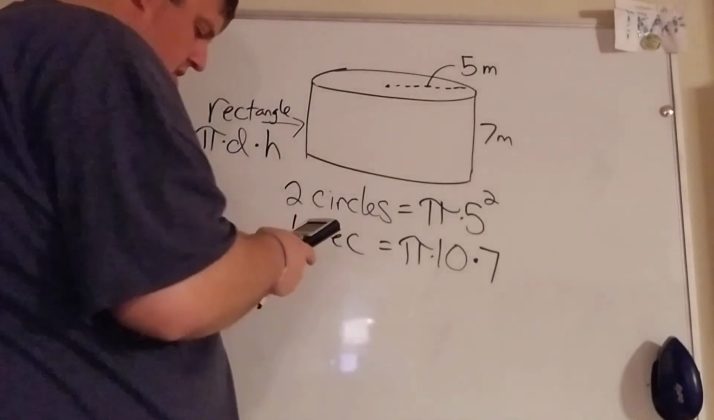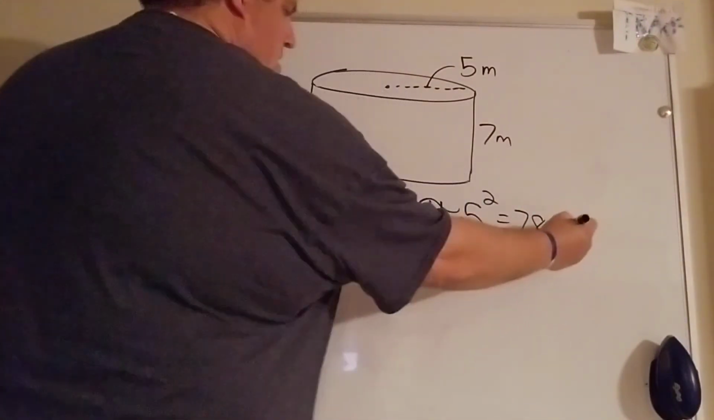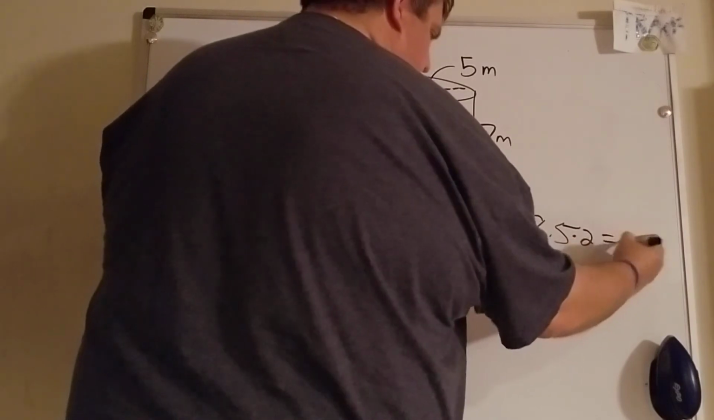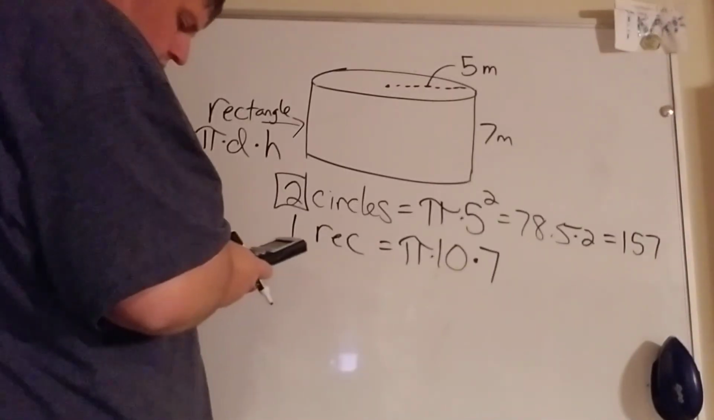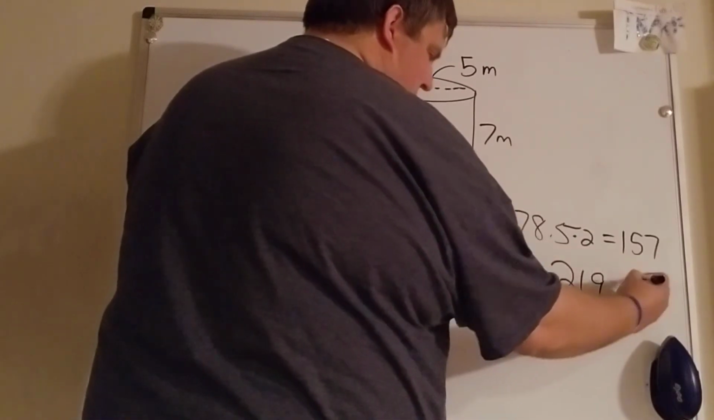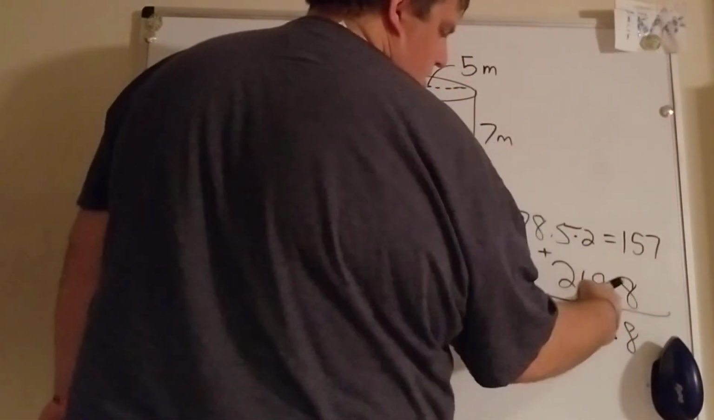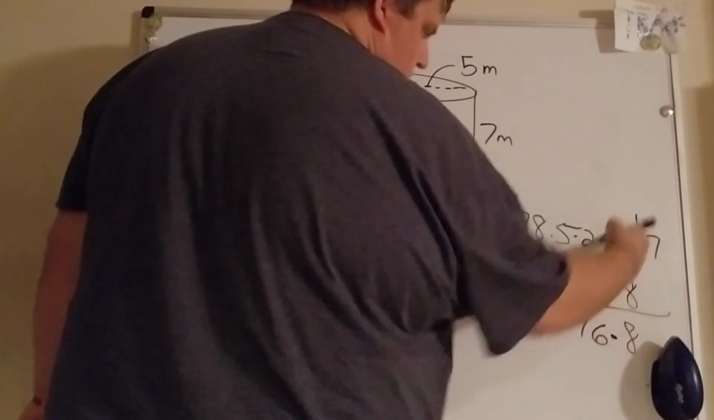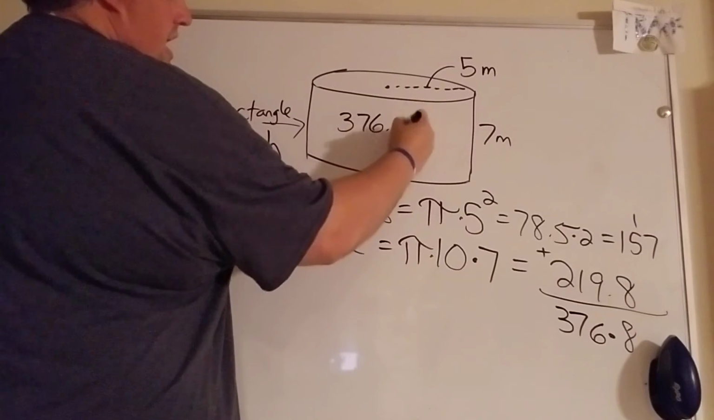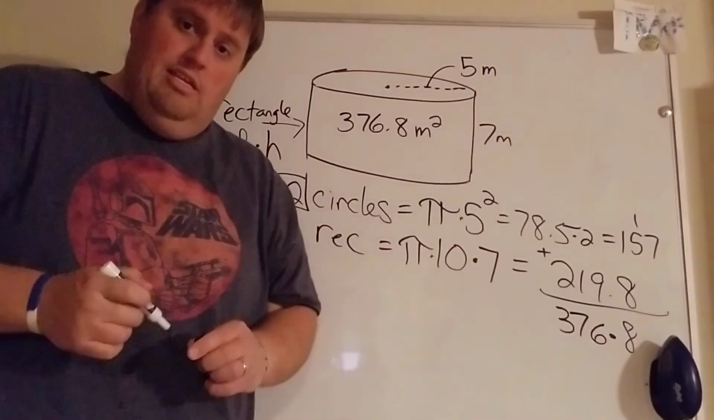So let's see what we got. So 5 times 5 is 25 times pi is 78.5. But don't forget there's 2 of those. So that's 157. And then down here, my rectangle is going to be 10 times 7 times 3.14. And that gave me 219.8. And there's only one of those rectangles, so then all we got to do is add them up. 6, 7, 3. So this cylinder, if we wanted to cover it, is going to be 376.8 meters squared. Cool. And that is the basics behind surface area.